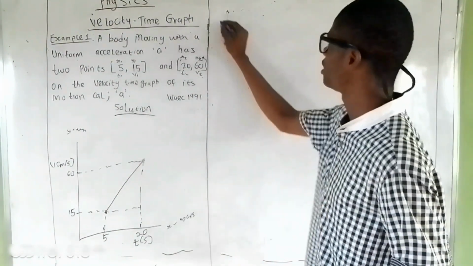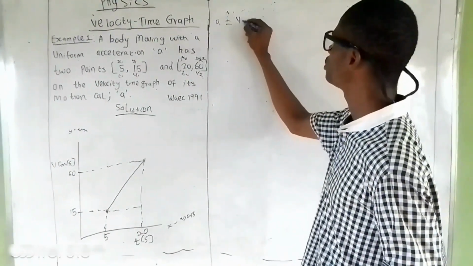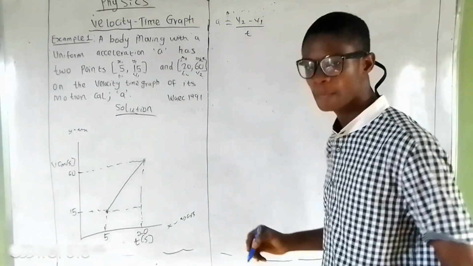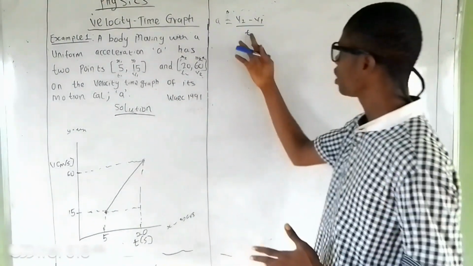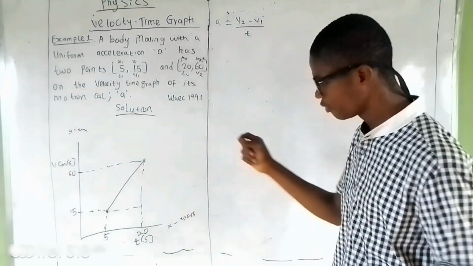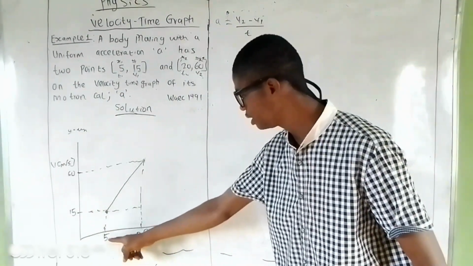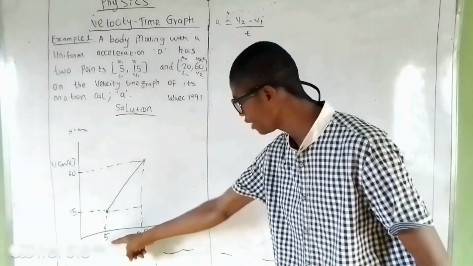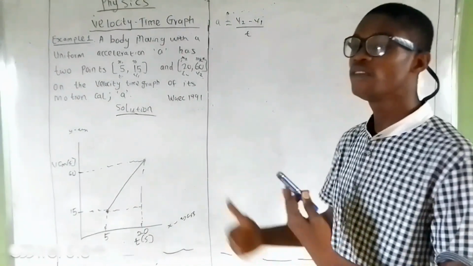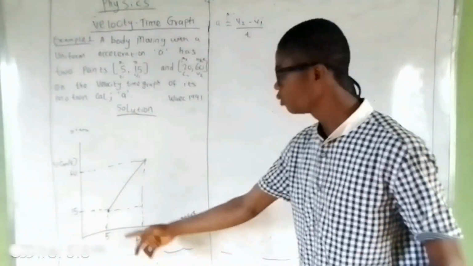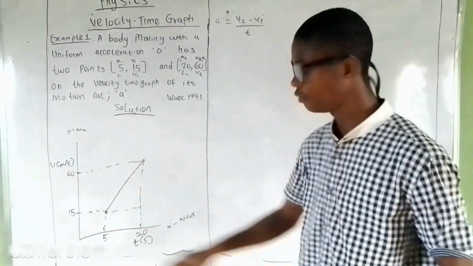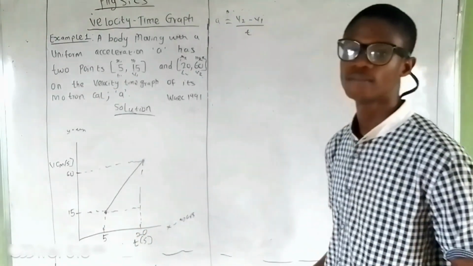We know that the formula for acceleration is change in velocity, v2 minus v1, over time. When we talk about time, it means the time that is taken for that velocity to change. If we look at it, the time that was taken for the velocity to change was from 5 to 20. So what is in between them? 15. But if they are to give you normal questions, they will normally say the body changed the velocity from 15 to 60 within 15 minutes.